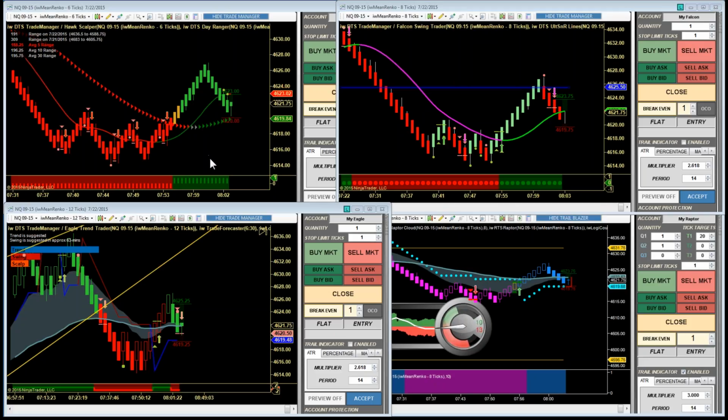Wow. So the Hawk is now working on a possible macro pullback signal, and the Eagle is still working on a sell signal. This market is jammed up.